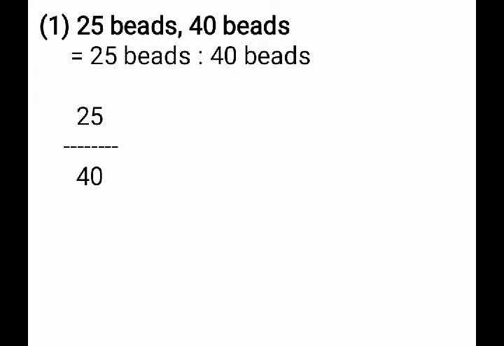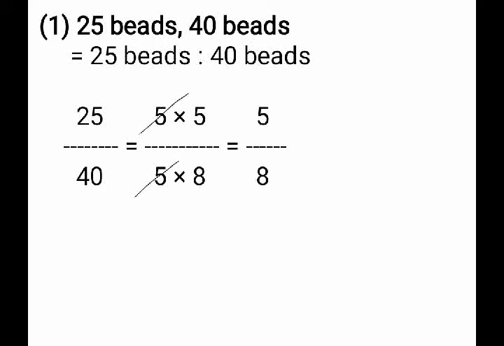Both number 25 and number 40 is going 5 table. If both the number is going same table, next step you have to write the multiplication form. That is equal to 5 5s are 25 upon 5 8s are 40. Cancel the 5 on numerator and denominator. So what will remain? 5 upon 8. You have to write the ratio form of 5 upon 8. The ratio form of 5 upon 8 is 5:8.